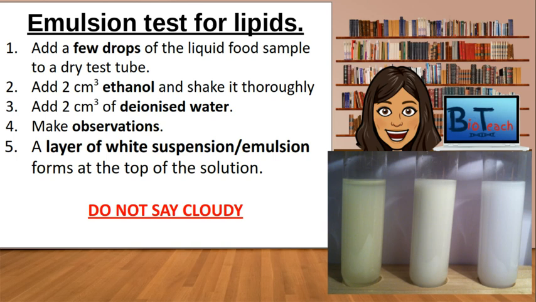We then add deionized water to the test tube and should be able to observe any colour changes. If the solution contains lipids, we would observe a white or milky emulsion. You can see an example of the positive test in the photograph on the bottom right. Mark schemes do not accept a description of the emulsion as cloudy, so please avoid that in exam answers.